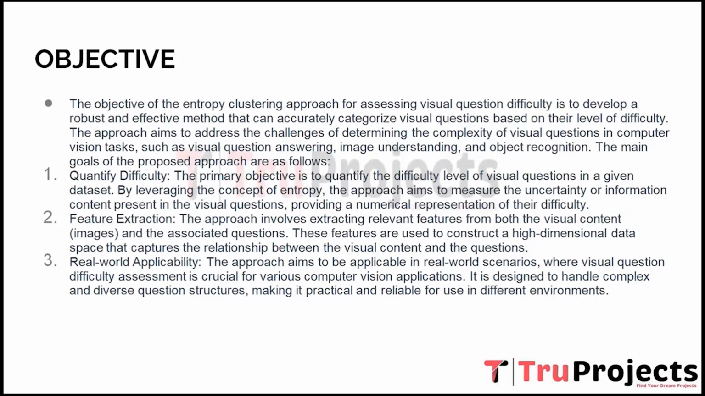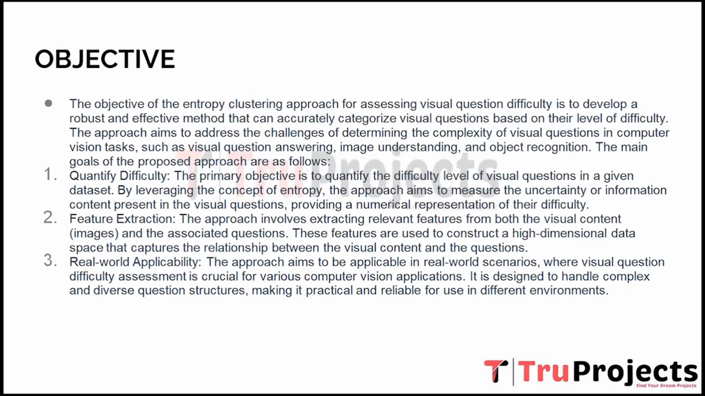First, quantify difficulty. The primary objective is to quantify the difficulty level of visual quotients in a given dataset. By leveraging the concept of entropy, the approach aims to measure the uncertainty or information content present in the visual quotients, providing a numerical representation of their difficulty.